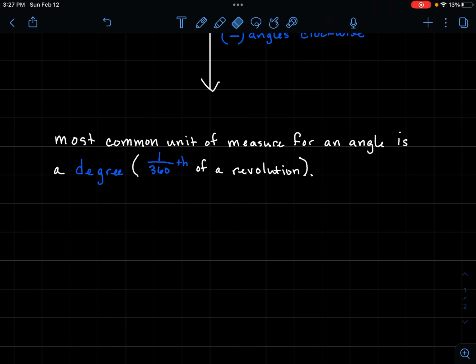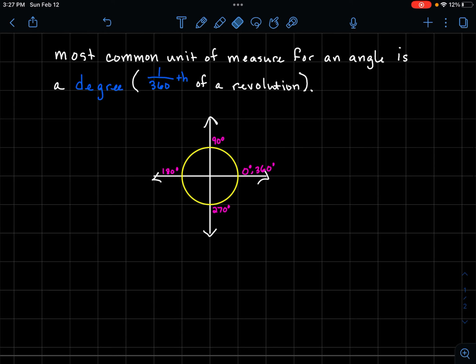So the most common unit of measure that we have for an angle is called a degree, and 1 degree is known as 1/360th of a revolution. So we could break up that one trip around the circle into 360 individual degrees, and adding all those up, we get the full trip around the circle.